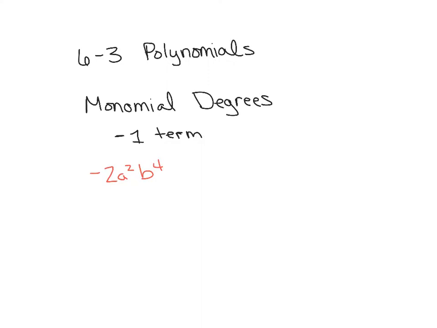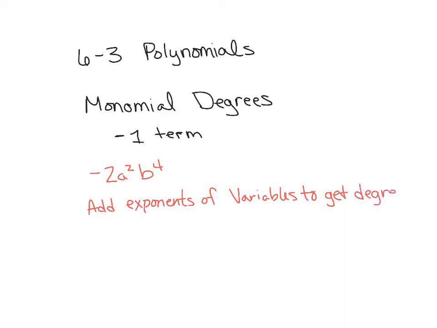And how you find the degree of the monomial is you add exponents of variables to get the degree. So if we're looking at negative 2a squared b to the fourth, we're going to do 2 plus 4, and that gets us 6. So it's a sixth degree monomial.